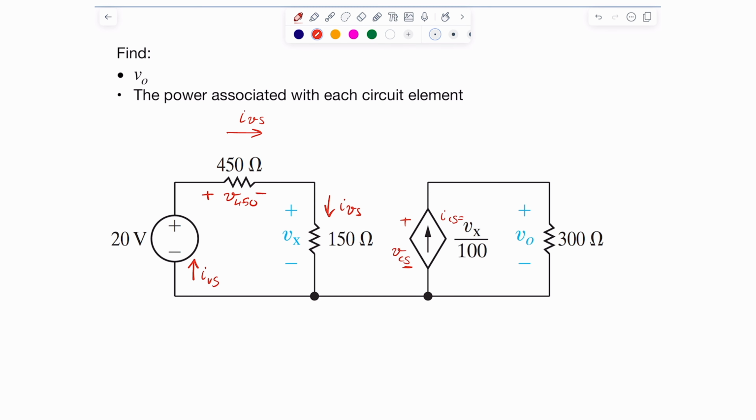And again, if we go in here and identify this as a node, we know if this is I current source, that means the current leaving it must be exactly the same. So I'm going to call it I current source. I can call it I with 300, but I'll just be overcomplicating myself. So this here is I current source.